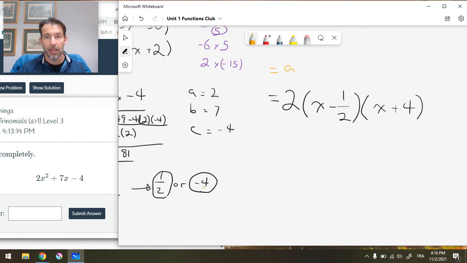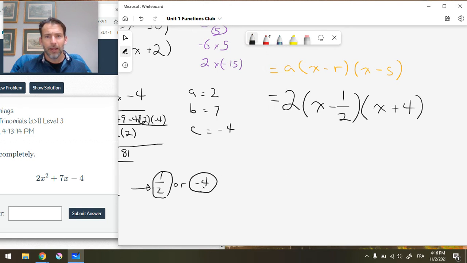It's equal to a(x minus r) multiplied by (x minus s). Okay, r and s are the roots. I've just used these roots and then put them in here. Minus 1/2. See, this was positive, so I have to subtract 1/2 from x. That'll give me one of the roots. And minus 4 over there, like that.